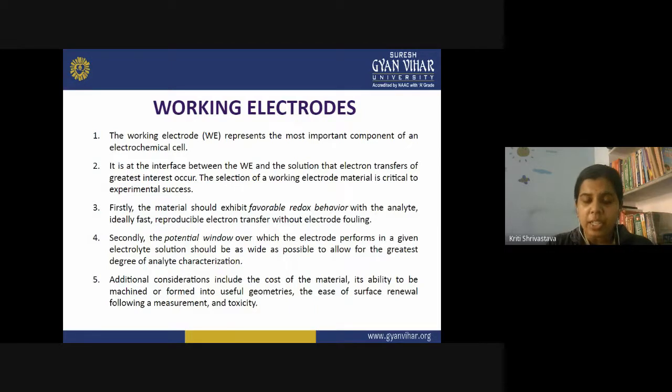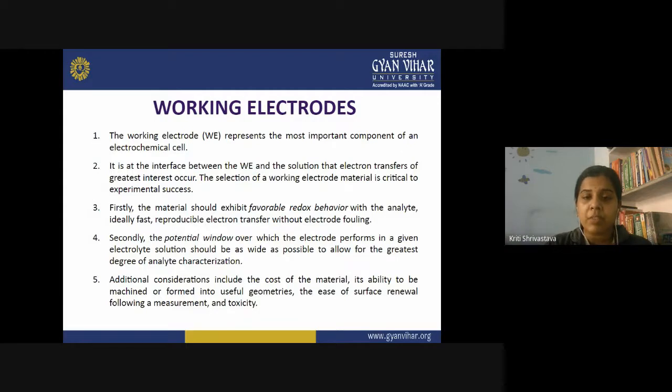Then additional characteristics include the cost of the material. Obviously, it should be low. In case of platinum electrode, the cost of platinum is really high. If you are using gold electrode, again, it is a costly metal. But if you are using a carbon electrode, the cost is really low. The cost of material actually matters a lot. Then the ability to be machined or formed into a useful geometry is also a very important consideration here. That is the ease of production.